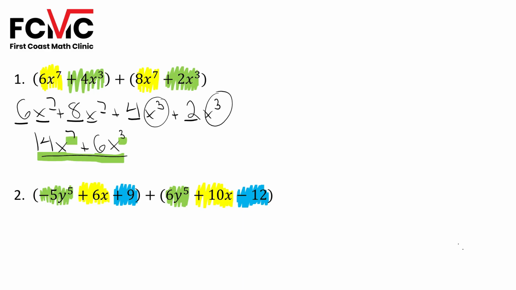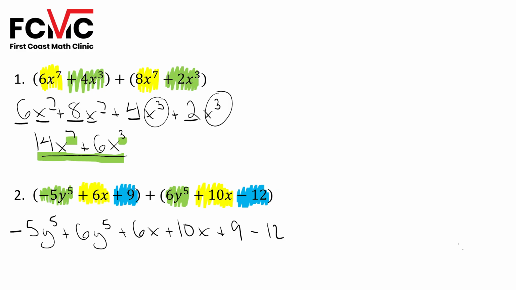Now let's rewrite this, grouping our like terms together. So I'm going to have negative 5y to the 5th plus 6y to the 5th plus 6x plus 10x plus 9 minus 12. Now let's combine our like terms. Remember, our variable and exponent are going to stay the same. The only thing that's changing is our coefficient. So this is negative 5 plus 6, so it's going to give us a 1y to the 5th.